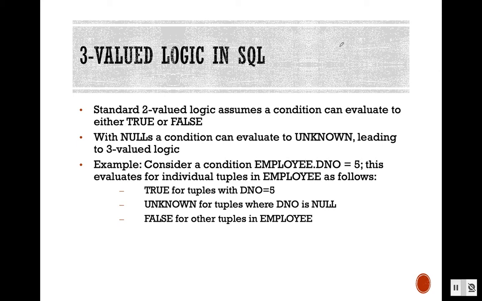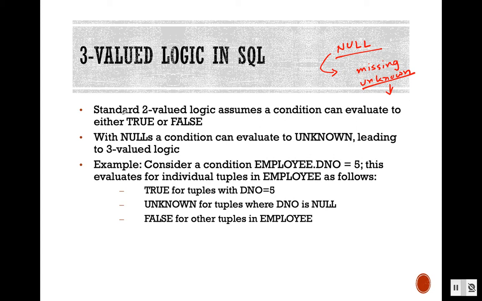Now in a database, if an attribute has a null value, what does a null value mean? A null value can have different meanings. It can mean the attribute value is missing or the attribute value is unknown. If the value is unknown, that means we do not know the value. So in a WHERE condition, when we have multiple conditions together using AND or OR operators, it can have a different meaning.